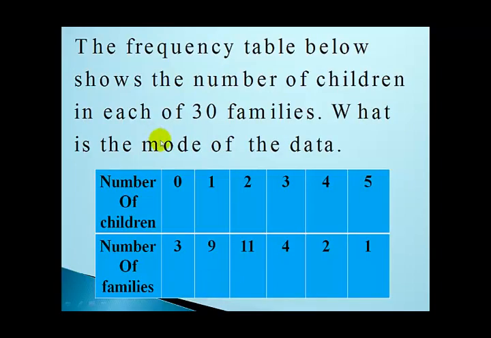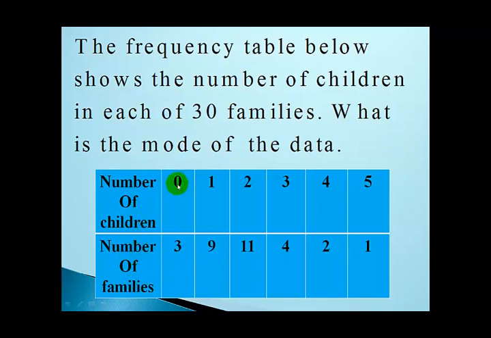Now let's consider this example. The frequency table below shows the number of children in each of the 30 families. What is the mode of the data? Now we have the number of children and the number of families.